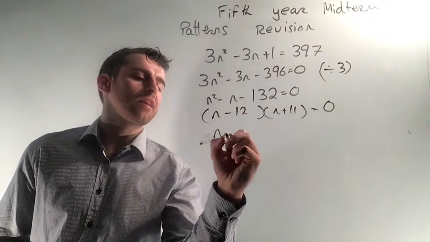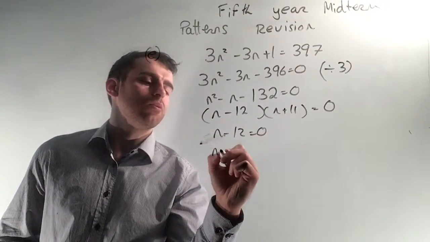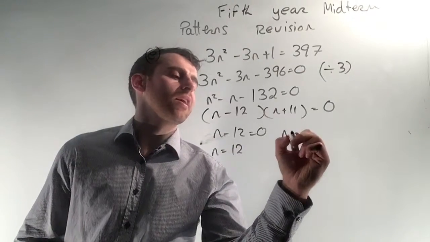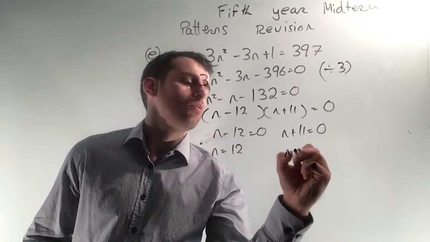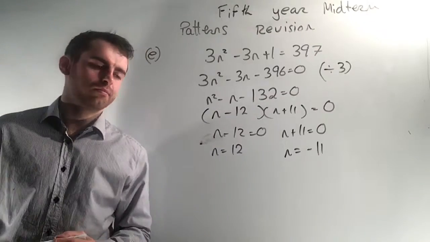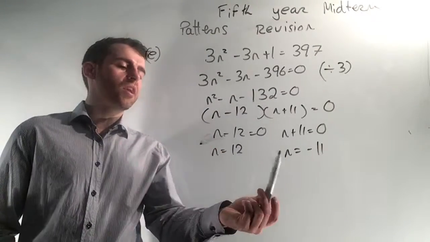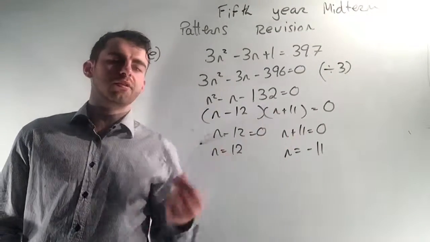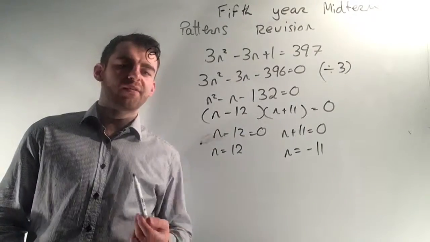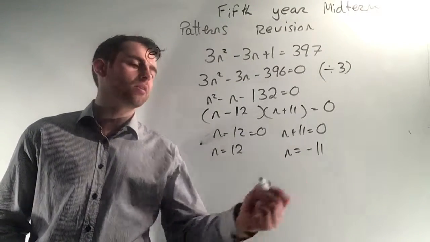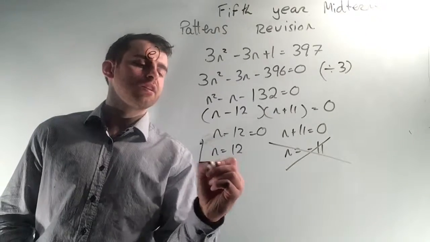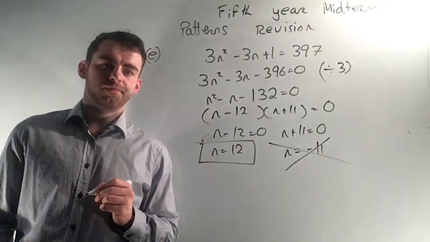If I solve that, I get n minus 12 equals 0, which means n is equal to 12, and I get n plus 11 equals 0, which means n is equal to minus 11. Now I'm either saying that the 12th term has 397 blocks, or the minus 11th term has 397 blocks. Clearly that one doesn't make sense, so my answer is it's the 12th term.